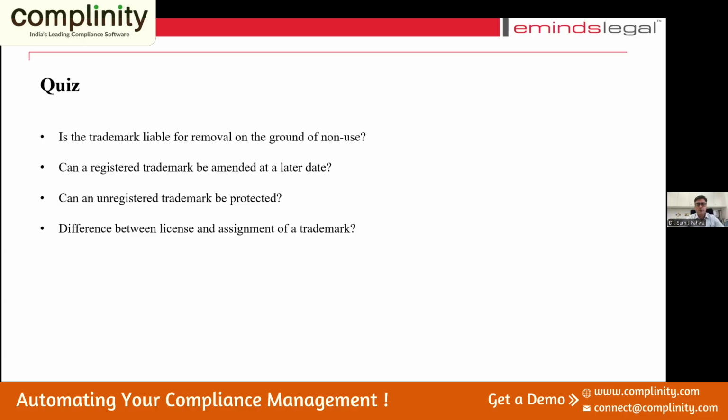So there's a comment called ownership versus mere rights transferred. In assignment, I think the ownership of the mark goes, whereas in license, only certain limited rights are licensed. Okay.